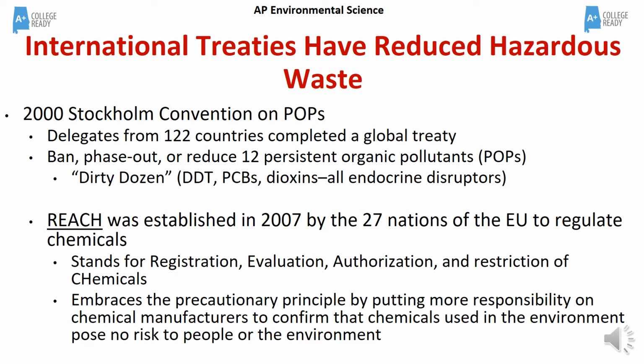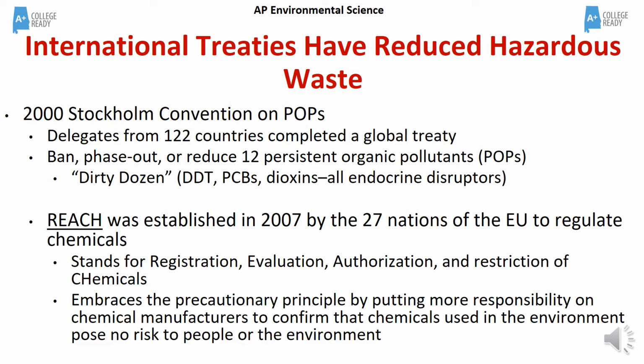The Stockholm Convention is an agreement between 127 nations to restrict the global use of some chemicals. It produced a list of 12 chemicals known as the Dirty Dozen to be banned, phased out, or reduced. DDT, PCBs, and other pesticides and byproducts of manufacturing are all endocrine disruptors.